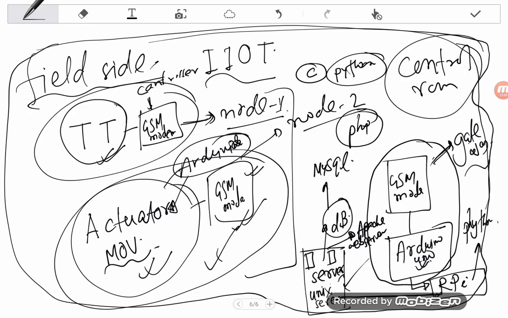So this is the very basic thing I have told. The very basics of Industrial Internet of Things, very basic examples. So everything will be discussed later.